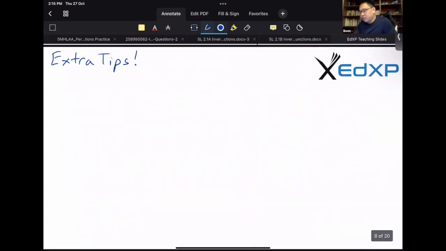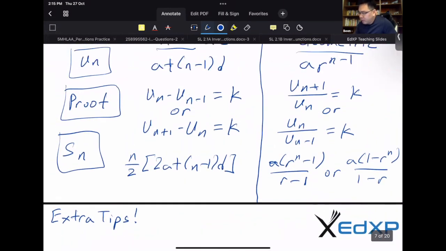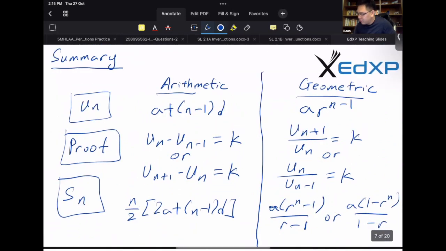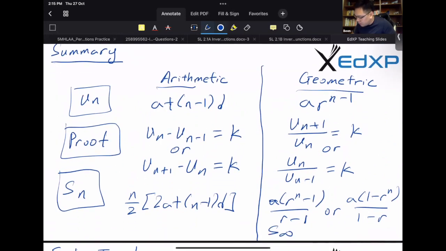Okay, so these are the important formulas you need to know. Let me add the sum to infinity over here. It is given by a over 1 minus r. Okay, I'm going to highlight this. This formula is very important. You can use it. It came from the geometric sum, but we can eliminate the r to the power of n term to get a over 1 minus r.